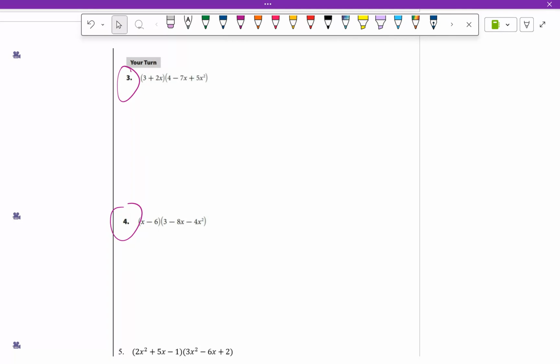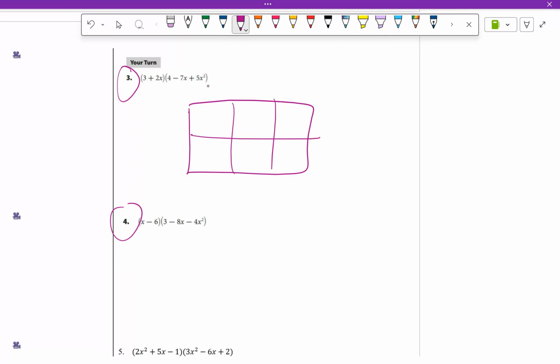Okay, let's talk about it a little bit. You're going to help me. All right, so I have 4 minus 7x. I did see a few people write their boxes a different way, and that's okay. All right, so what do we get for 3 times 4? What about 3 times negative 7x? Good. What's 3 times 5x squared?